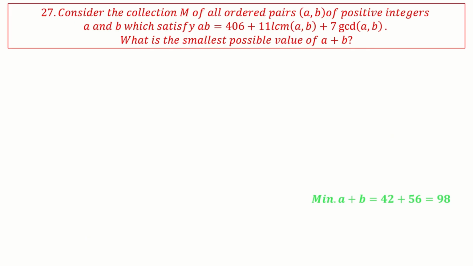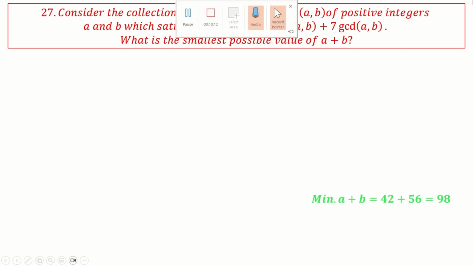Okay, anyway, let's solve. Consider the collection M of all ordered pairs (A, B) of positive integers A and B which satisfy AB equal to 406 plus 11 LCM of A comma B plus 7 times GCD of A comma B. They are positive integers, which means non-zero. What is the smallest possible A plus B?